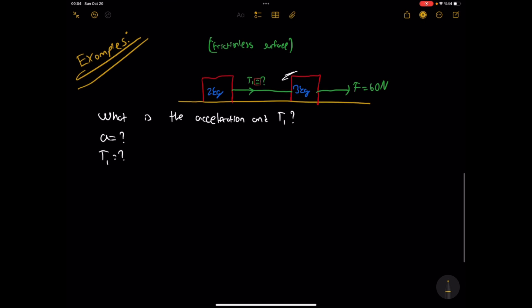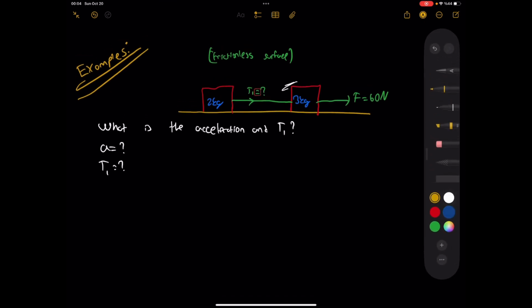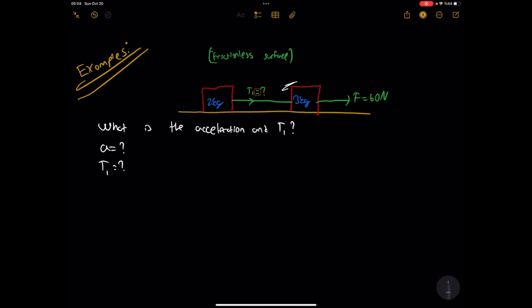The example that I want to solve and end this video with is this example right here. You can try and do it by yourself. I'm going to wait a couple of seconds. So let's get straight to it.